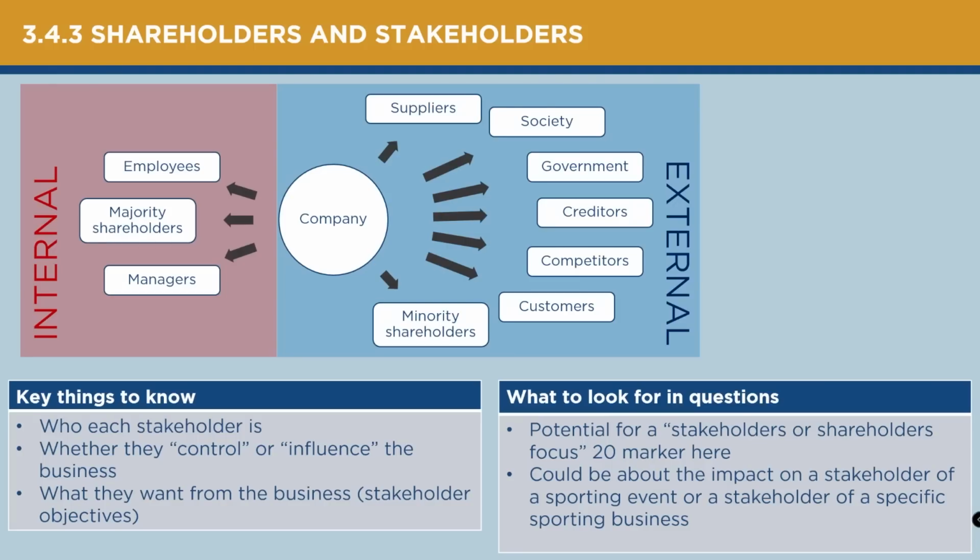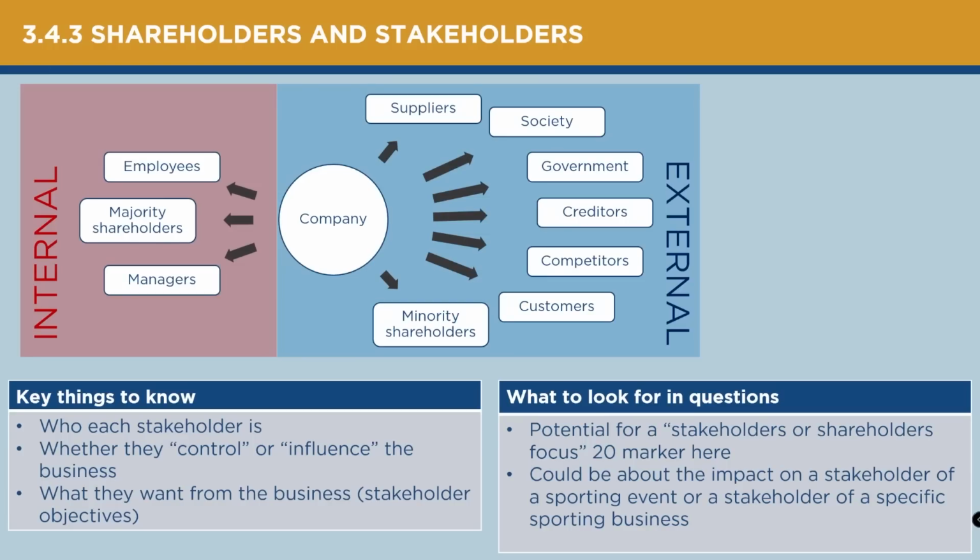Very few of them actually have control. Like the managers have control and the majority shareholders have control. And to some degree, you can argue the government has a bit of control, but most of them have influence. And so make sure you're aware of what they want from the business. What do the suppliers want? What does the government want? What do lenders and creditors want? And what do employees want?